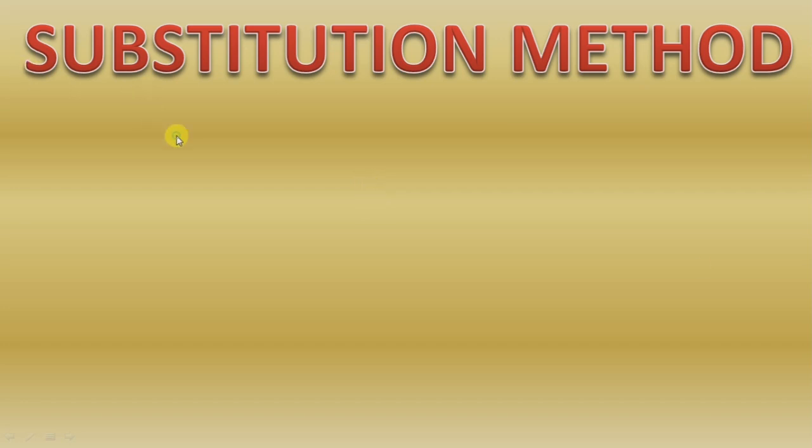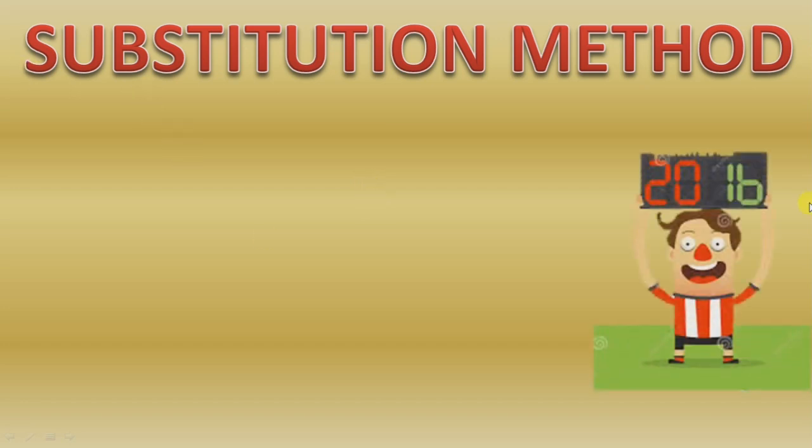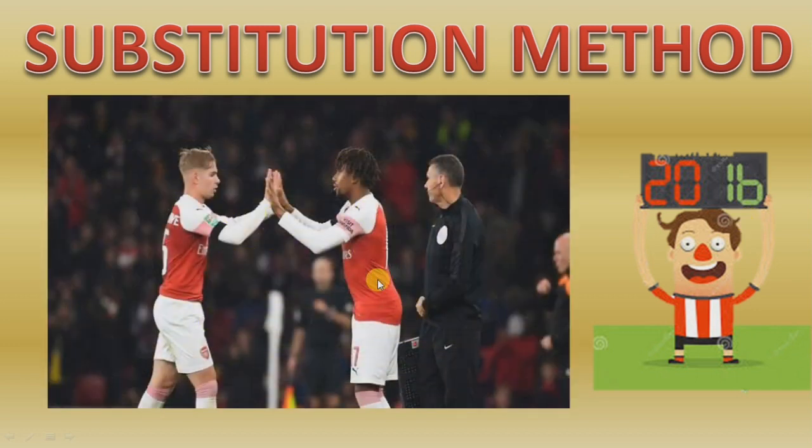You have heard the word substitution in the famous soccer game where one player is substituted by another. So let me explain the substitution method in simultaneous linear equations with the help of an example. Example number 1: let's take the equations x plus y is equal to 14 and x minus y is equal to 4.